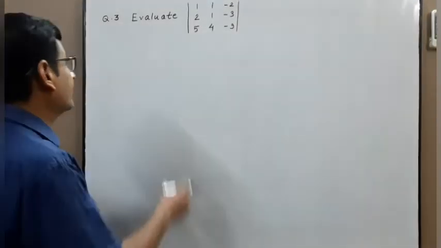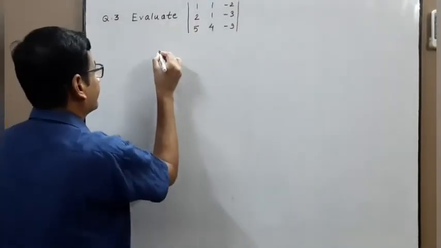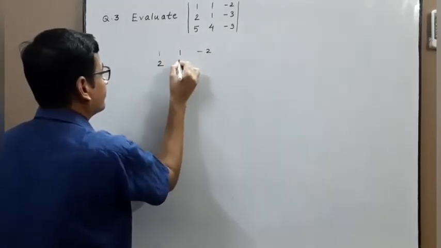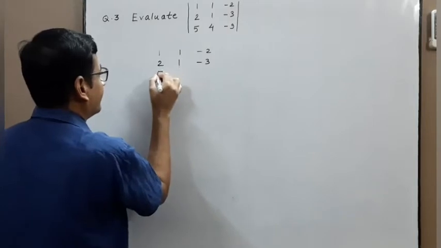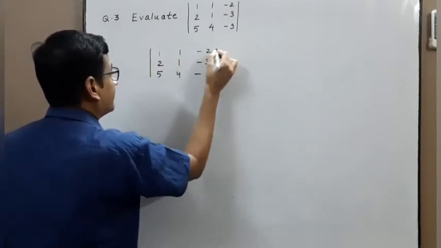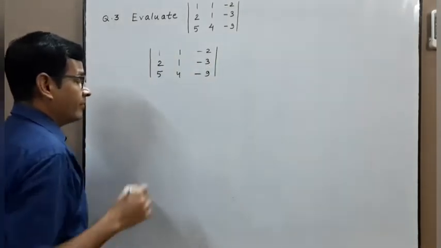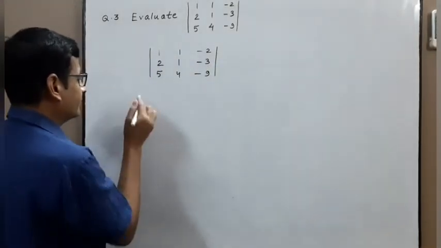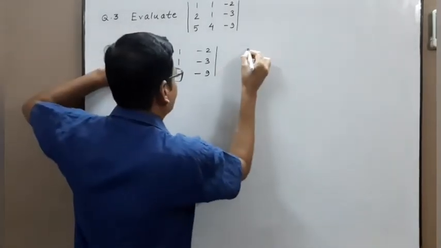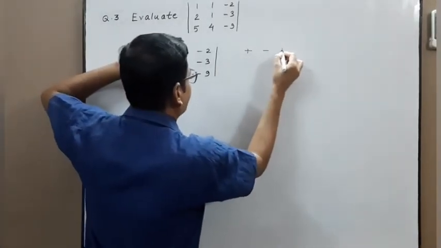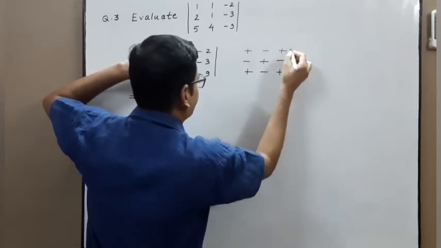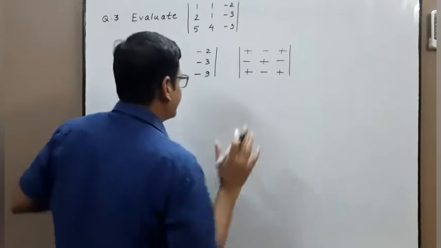Next problem. Evaluate the determinant with rows 1, 1 minus 2; 2, 1 minus 3; 5, 4 minus 9. This is a determinant of a matrix of order 3. First enter the signs. First place a positive sign, second minus, plus. No two signs together, horizontal or vertical.